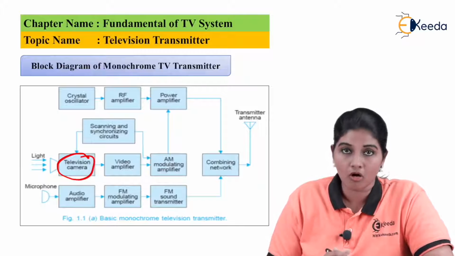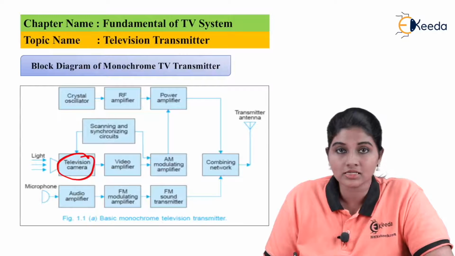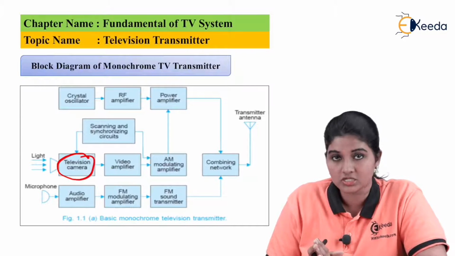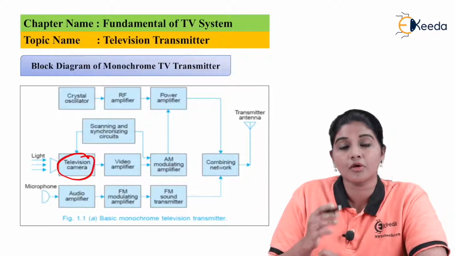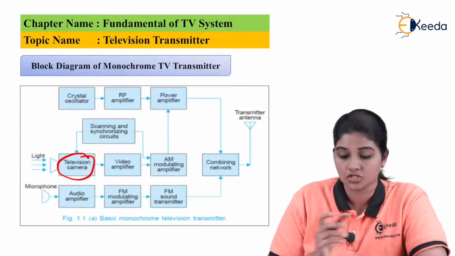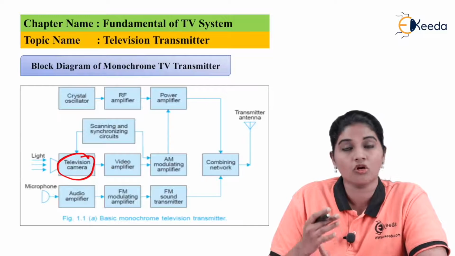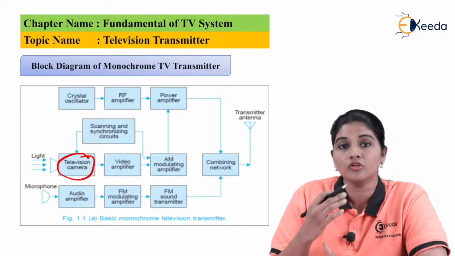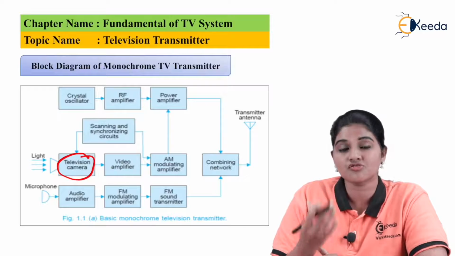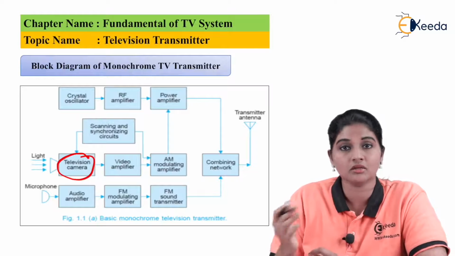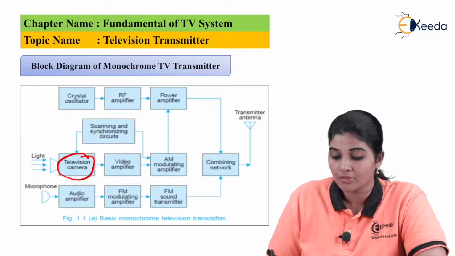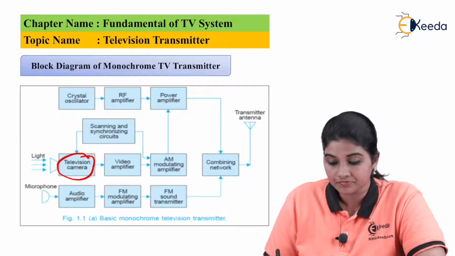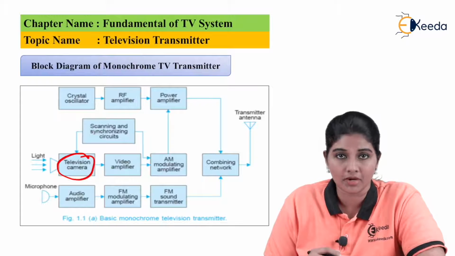Now if we look at the block diagram, then we will come to know that the light is nothing but the image information which is converted into the equivalent electrical signal having amplitude level proportional to the brightness of the picture. So this electrical signal is further amplified so that it can reach enough level, that means the strength of the signal is increased so that it can drive the further system. So video amplifier and AM modulating amplifiers are used and the signal is further given to the power amplifier.